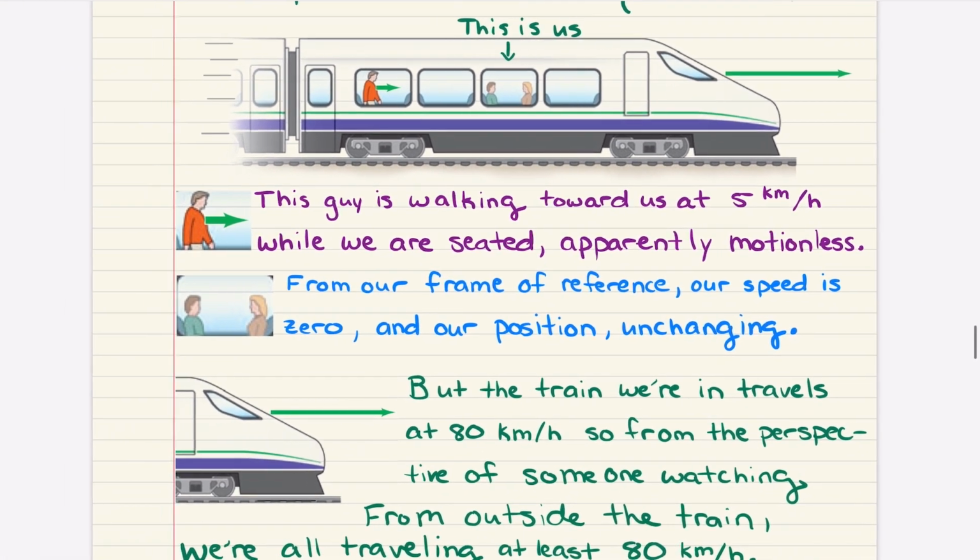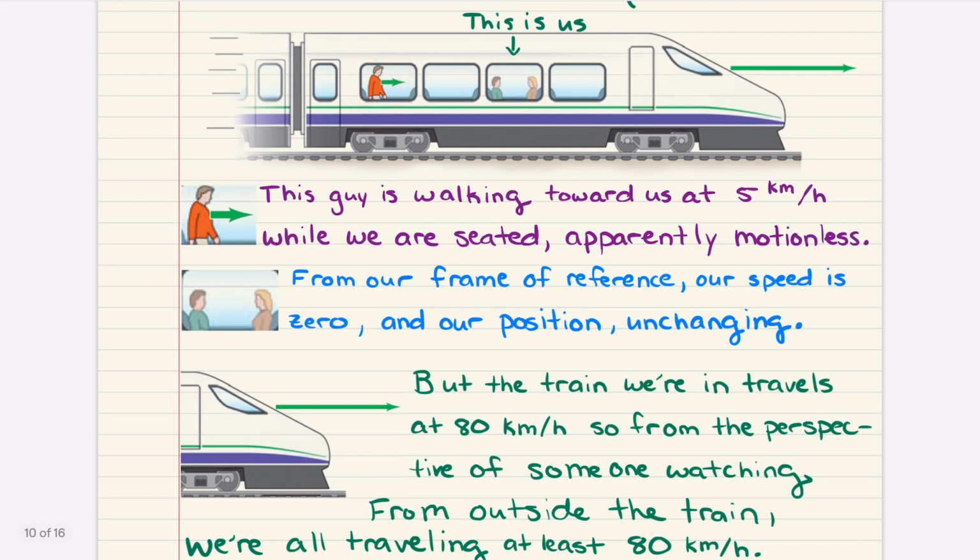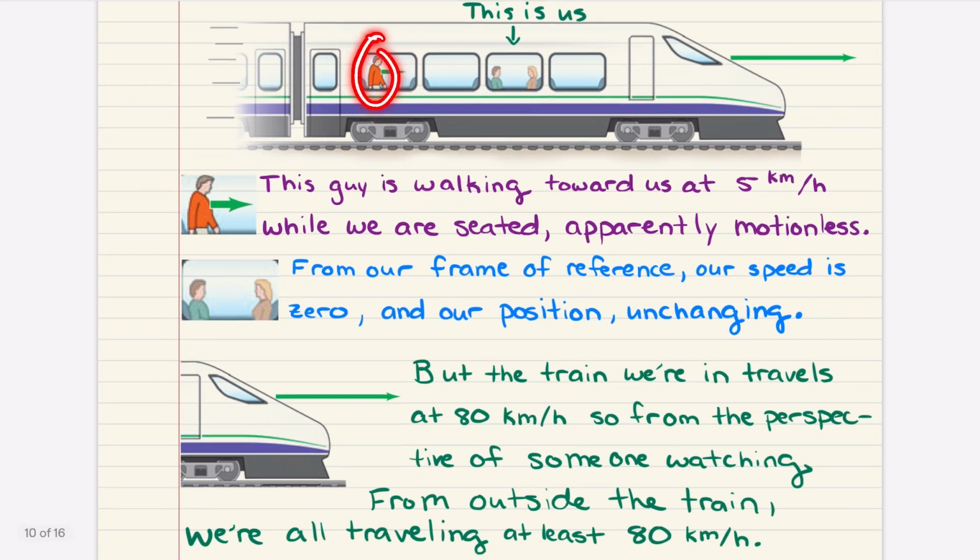But from some perspective outside the train, we could clearly see this guy walking and changing his position in this direction by over 80 kilometers per hour, while we are also moving at least 80 kilometers per hour. So, if we're looking at the two of us from outside the train, we are moving with the same velocity as the train, and this man in orange is moving with the velocity of the train plus some velocity that he's adding on top of that, right? So, is he traveling at 5 kilometers per hour or is he traveling at 85 kilometers per hour? Well, both things are true. It just depends on what your frame of reference is, right?